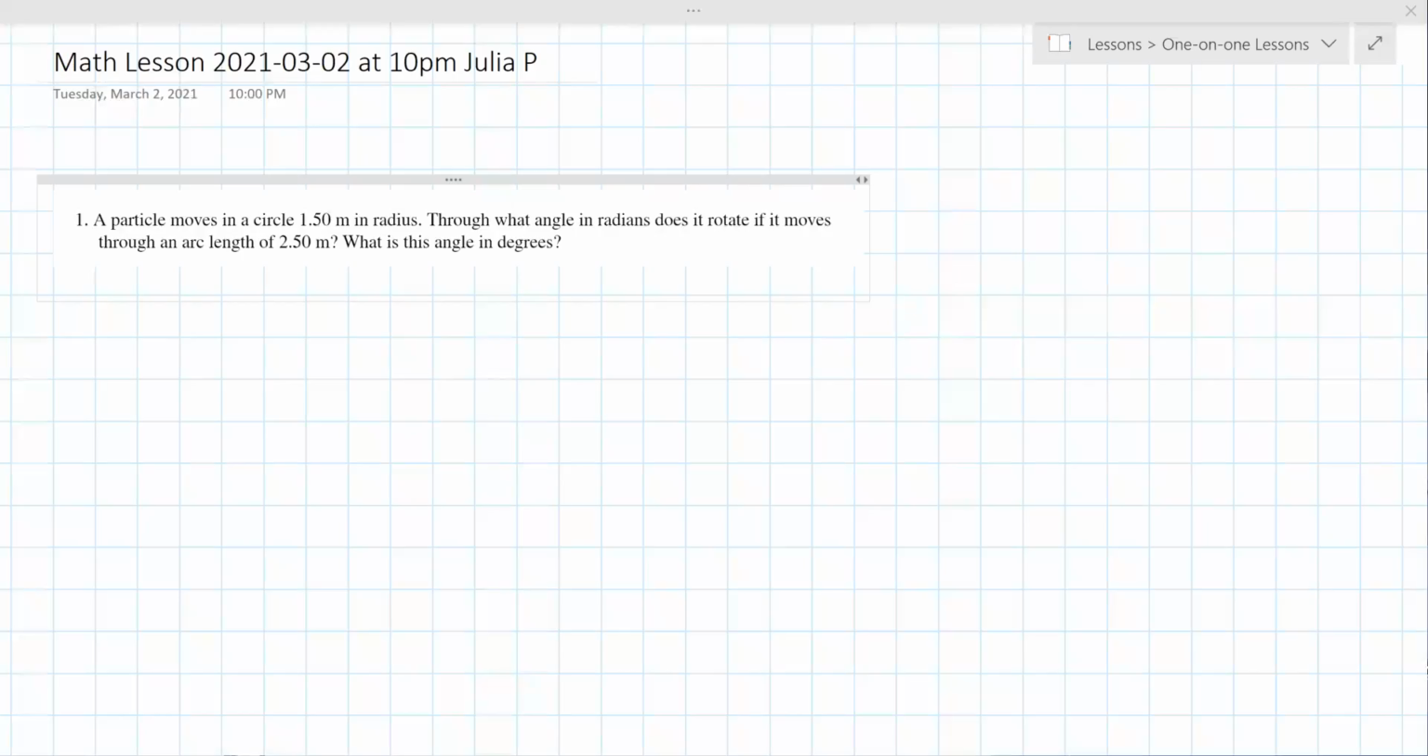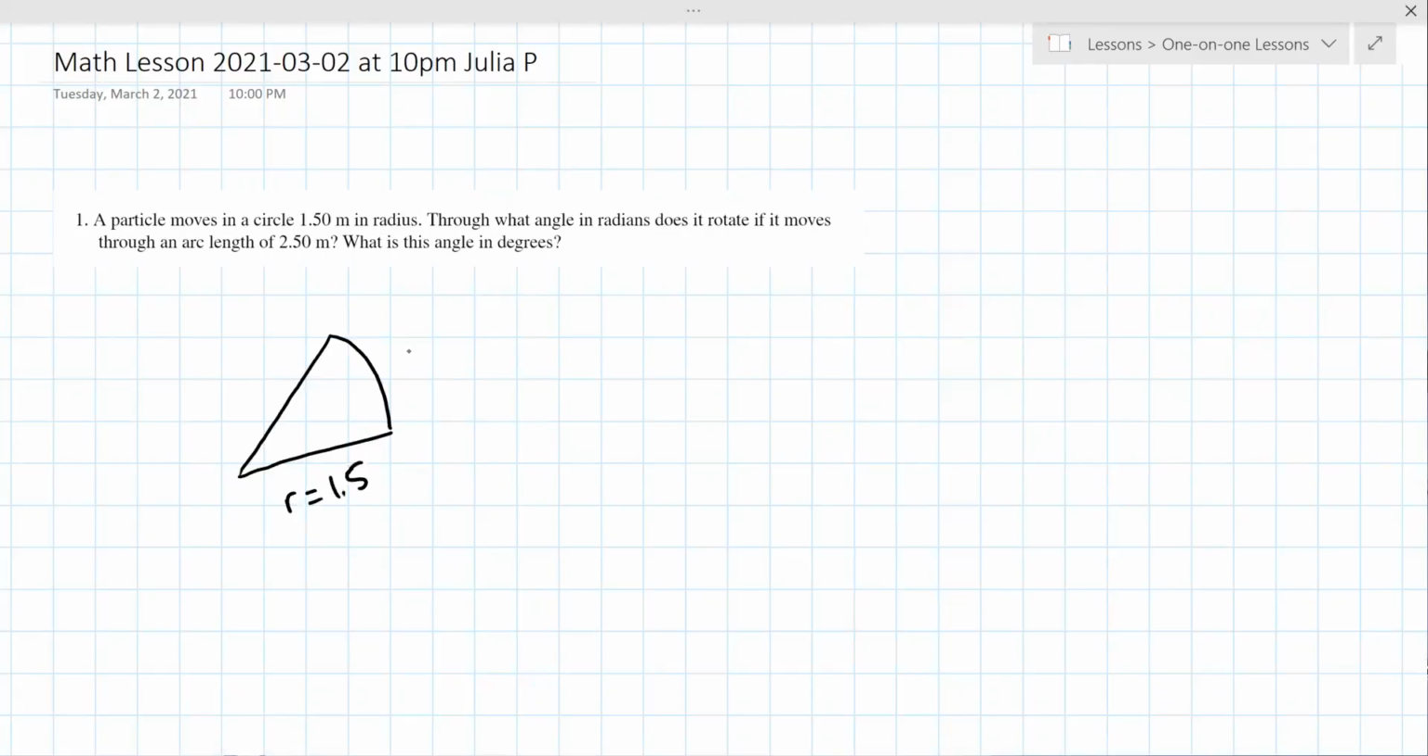Okay. All right. So we have a particle that moves through a circle. Through what angle in radians does it rotate if it moves through an arc length of 2.5 meters? This is not even a physics problem. It's a trigonometry or geometry problem. So it's a radius of 1.5, and 2.5 is the sector length, and we're trying to find the angle.